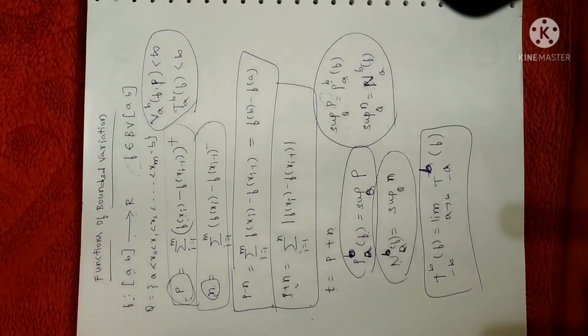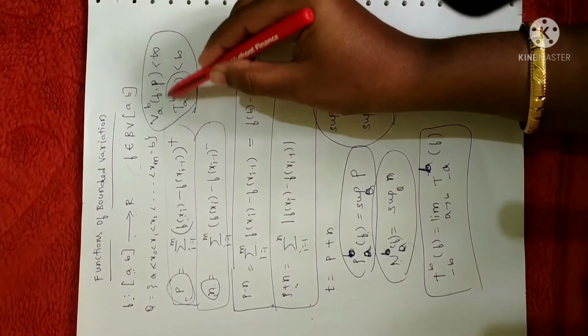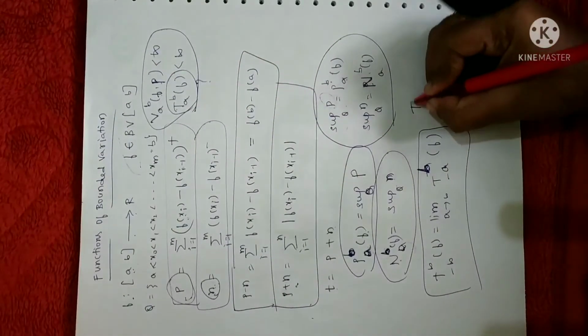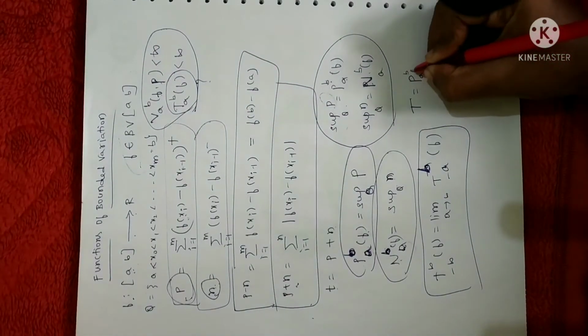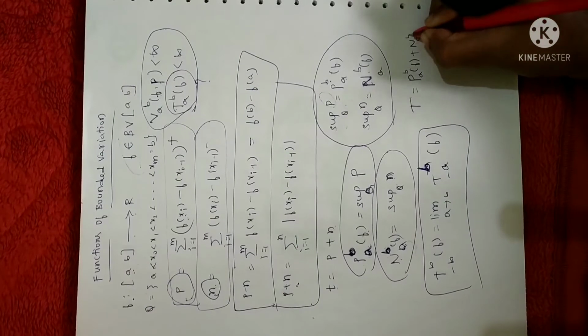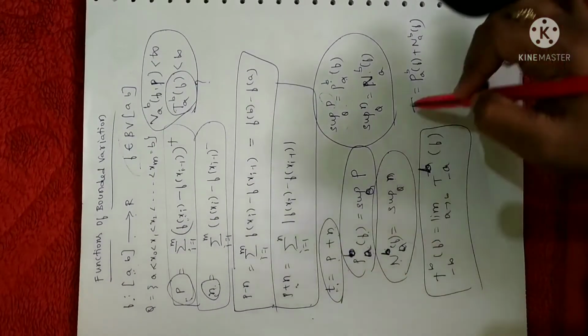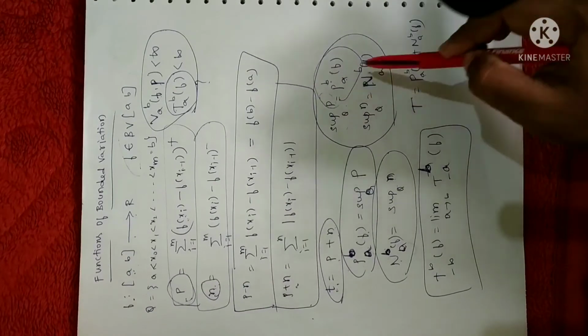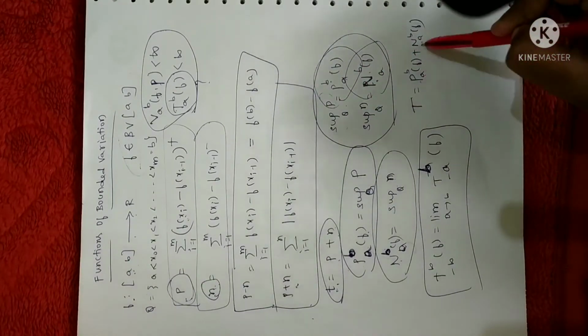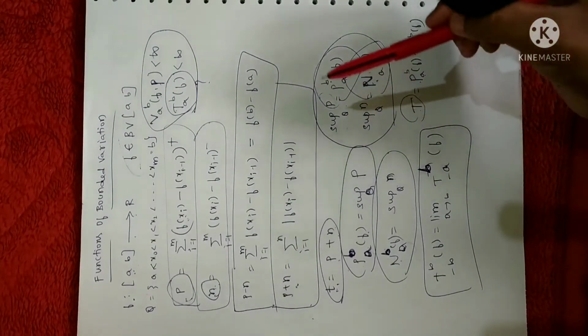Fine. And the doubt that arises is what T stands for. T is none other than the sum of P of f and N of f. Just now I have written here, small t is none other than P plus N. Capital T is none other than the supremum values of P as well as the supremum values of N. So if you add both, you will get T.